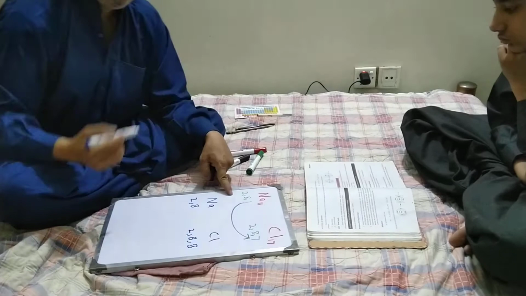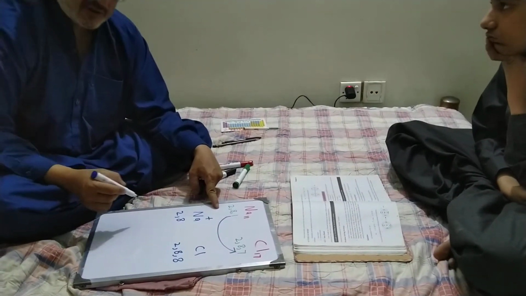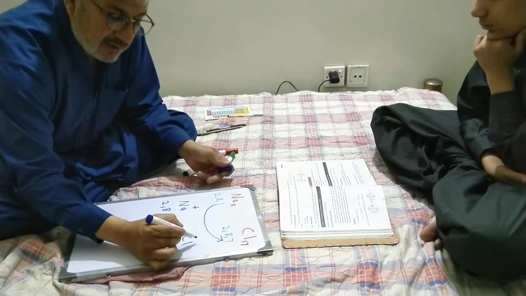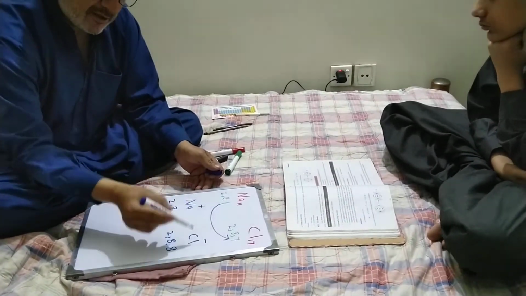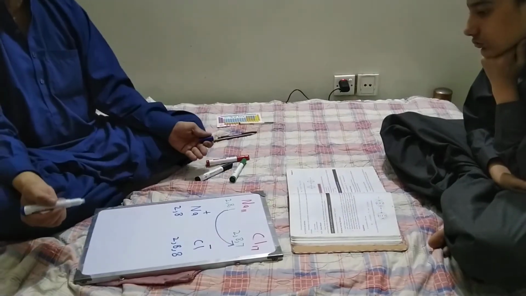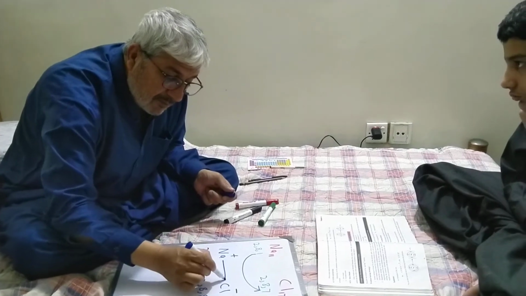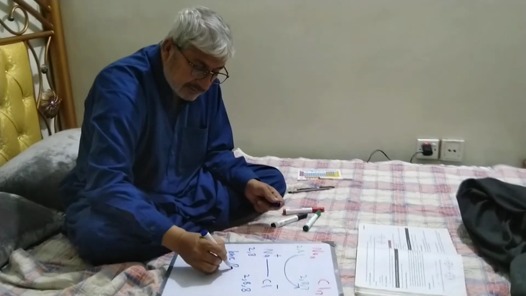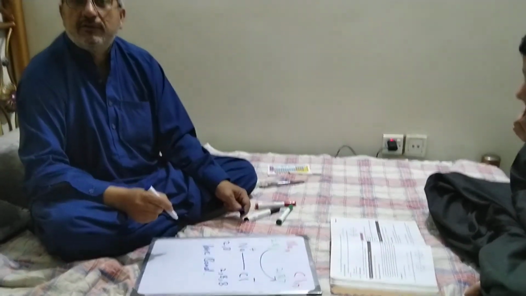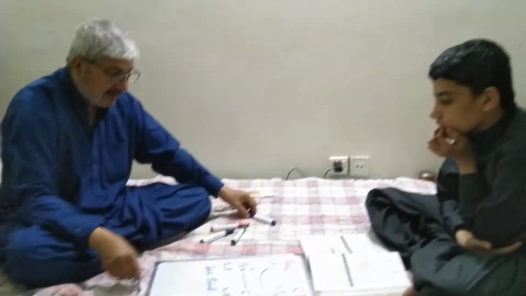Now, sodium is losing 1 electron, so it will be positively charged. Chlorine will gain 1 electron, and because the electron is negatively charged, it will have -1 charge. Now this plus and minus are oppositely charged, cation and anion. They will attract each other and a bond will be formed between them. This bond is known as ionic bond.